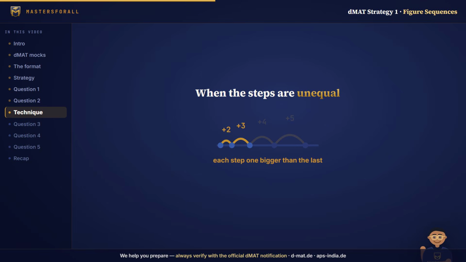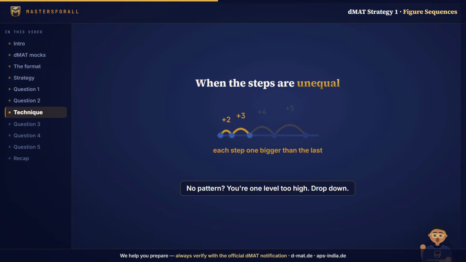The official rules have a name for it. They call it x plus 1. If a rule looks like it has no pattern, you are one level too high. Drop down and look at the gaps.